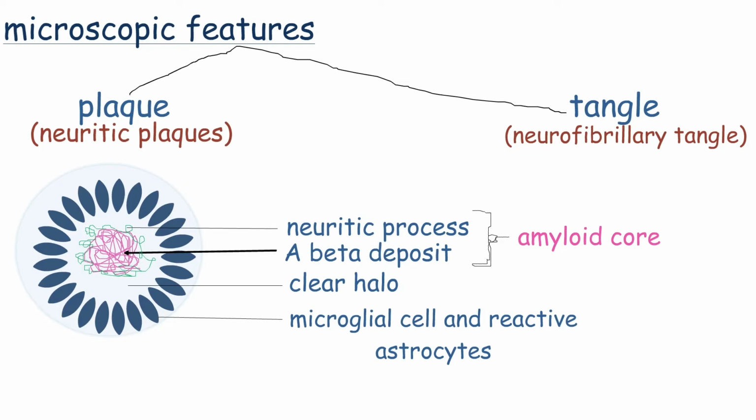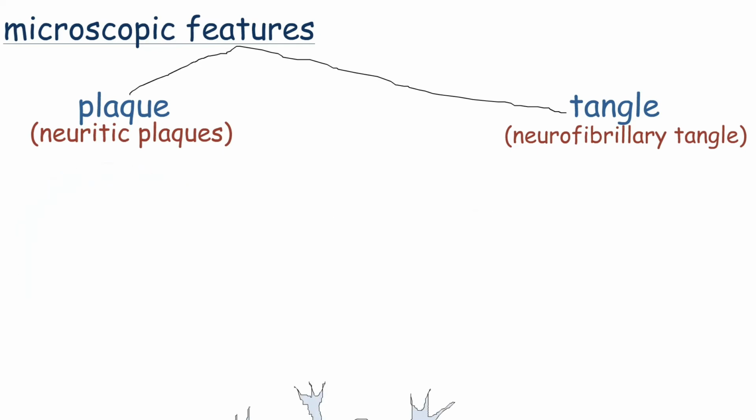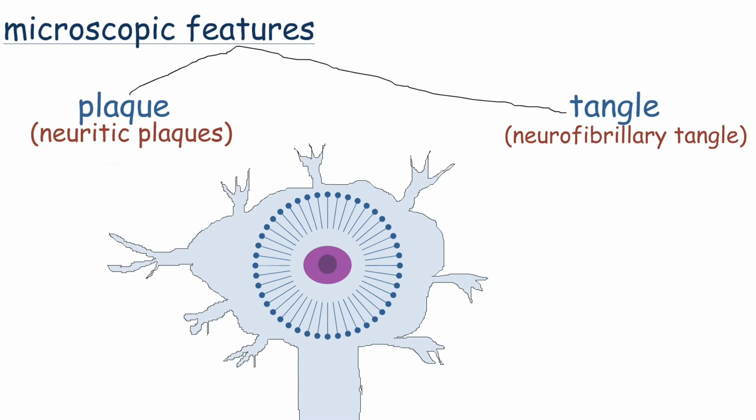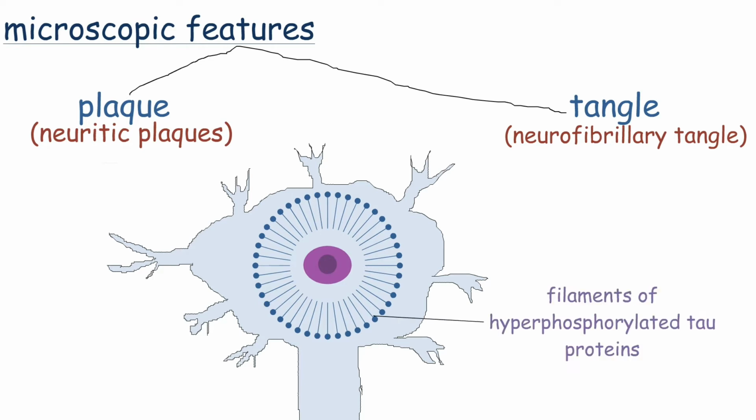Now let's talk about the neurofibrillary tangles. As the name suggests, neurofibrillary means that there is the formation of fibrils, or let's say filaments, in neurons. So there is a bundle of filaments in the cytoplasm of the neuron that displaces or encircles the nucleus, and these are composed of paired helical filaments, which are basically hyperphosphorylated tau proteins. And the neurofibrillary tangles are commonly found in the entorhinal cortex.